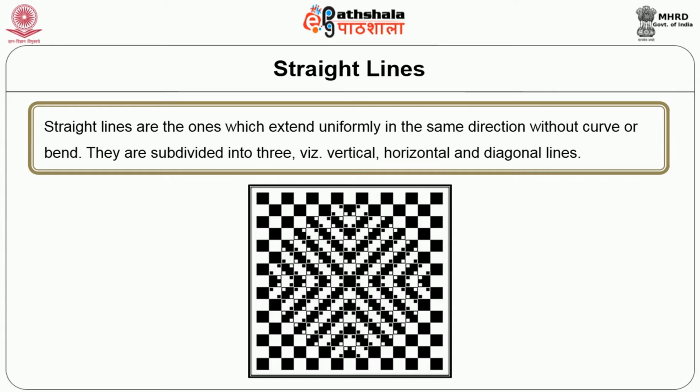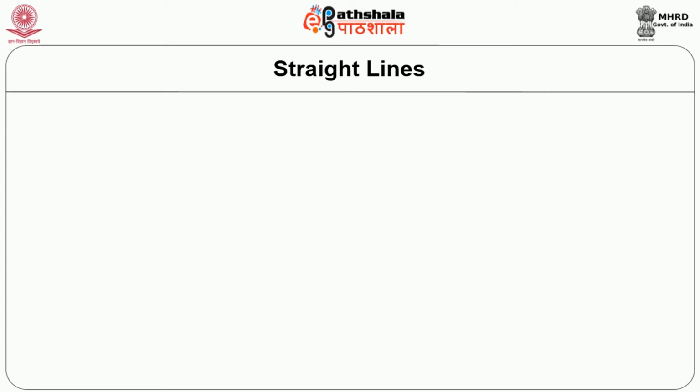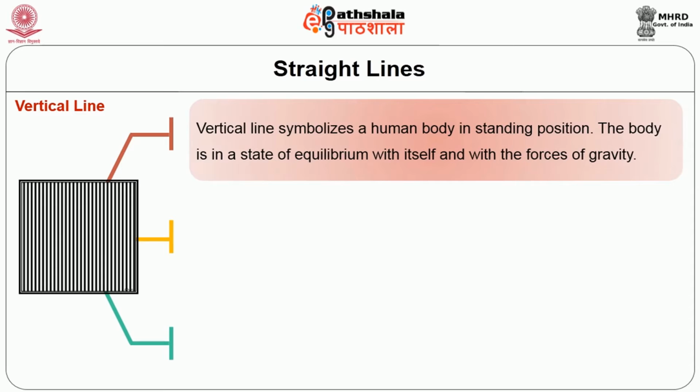An emotional significance is attached to these lines based on the position of the human body while carrying out various activities. The first one would be the vertical line. In this category, the vertical line symbolizes a human body in standing position.